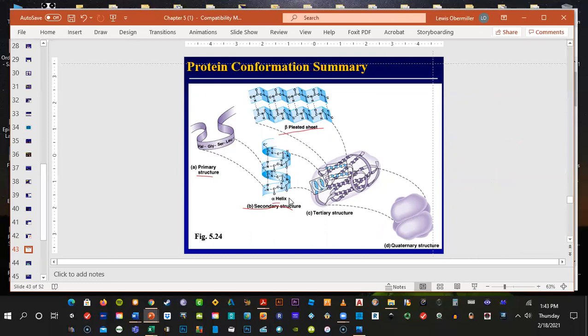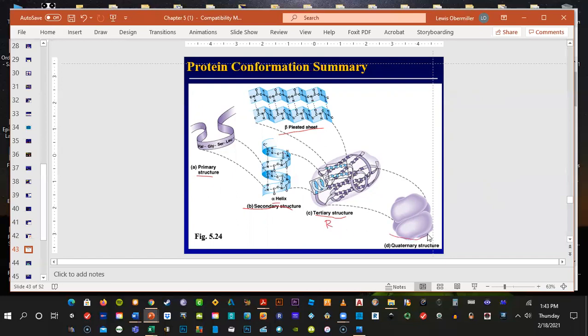Beta sheets, right? That's why I went into that whole spider spiel. This is the tertiary structure. This is a three-dimensional structure. What's that formed by? Interaction of the R groups.